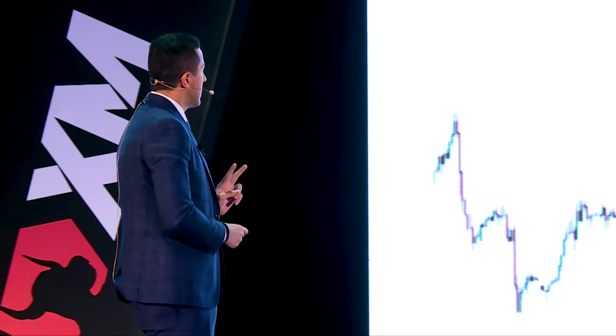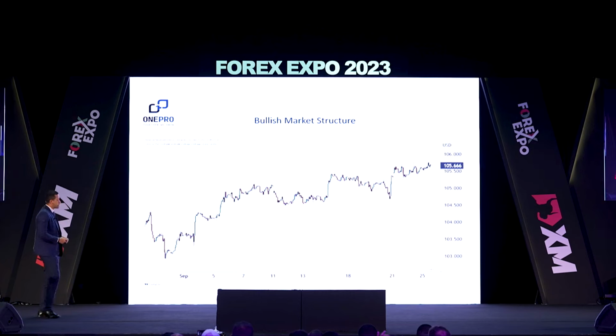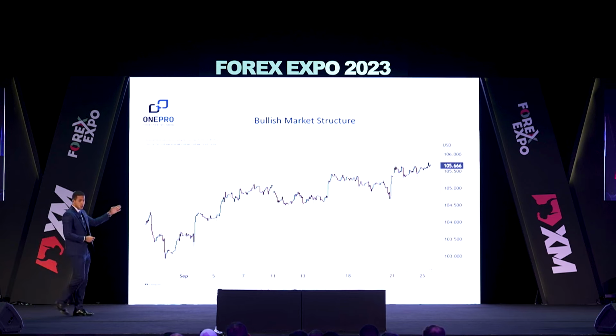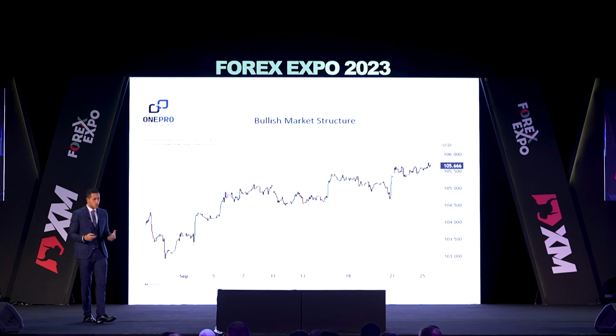Let's have a look at the bullish market structure. This is a simple upward trend. You can see it's the US dollar on the daily time frame, I believe. This is what you get when you open your chart. Naked chart, no indicators, no line charts, no resistances or supports, nothing. How do you analyze the market structure? By identifying the highs and lows.